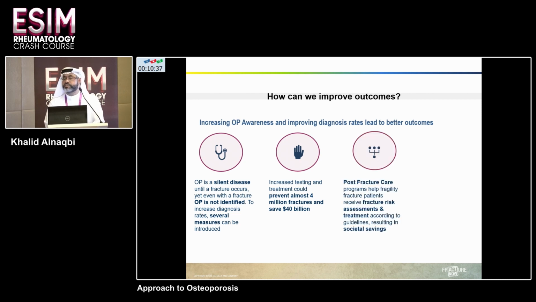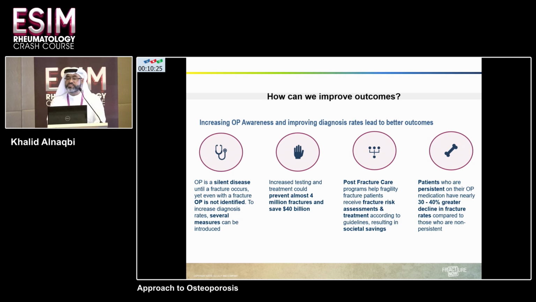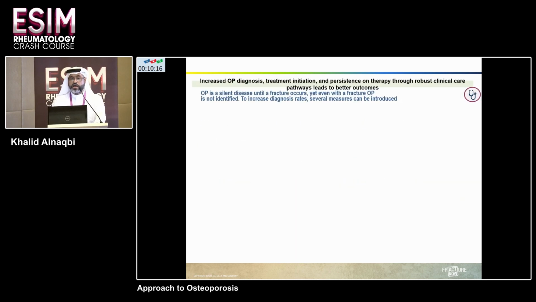Post-fracture care, or PFC, programs help fragility fracture patients receive fracture risk assessments and treatment according to guidelines, resulting in societal savings. And finally, patients who are persistent on their osteoporosis medications have a nearly 30–40% greater decline in fracture rates compared to those who are not persistent. And then we have here that increased osteoporosis diagnosis, treatment initiation, and persistence of therapy through robust clinical care pathways leads to better outcomes.